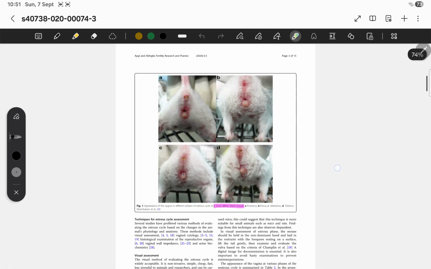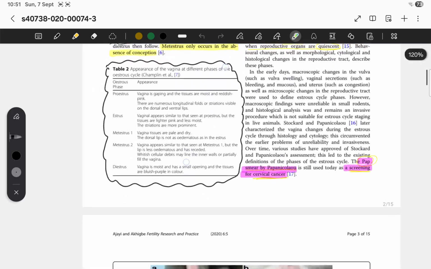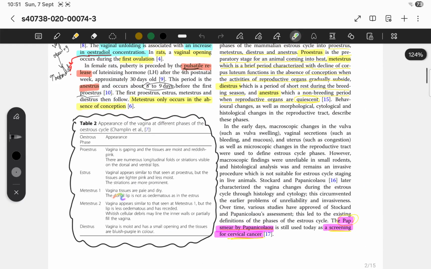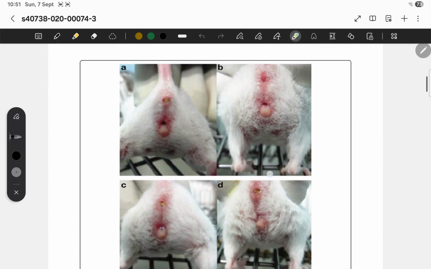Metaestrus 1 and metaestrus 2. The picture only shows metaestrus, not a differentiation. Vagina tissues are pale and dry, and the dorsal lip is not as oedematous as in estrus. The vagina appears similar to that seen in metaestrus 1, but the lip is less oedematous and has receded. Whitish cellular debris may line the inner wall and partially fill the vagina.